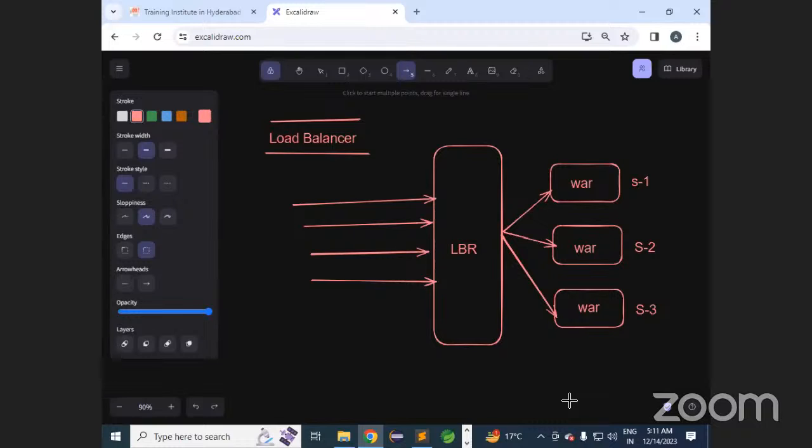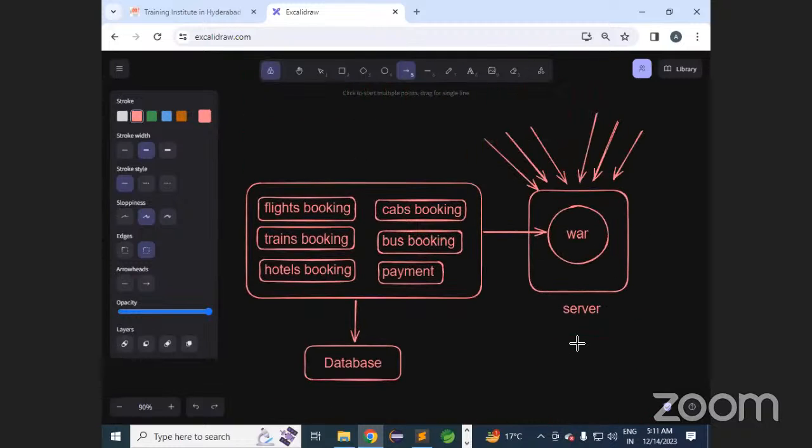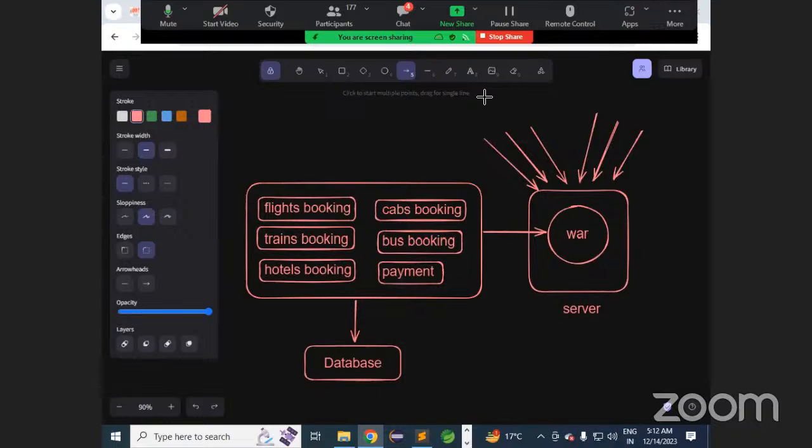Are you guys able to understand? Yes. What is a monolithic architecture? Can you tell me? Online students, what is a monolithic architecture?